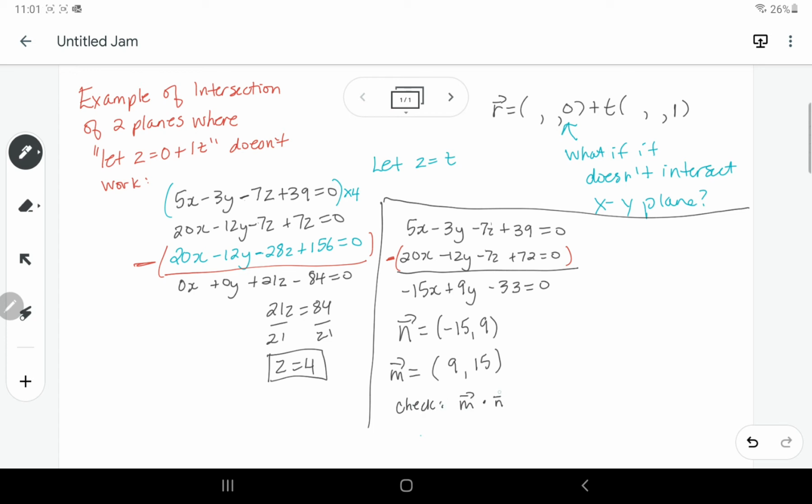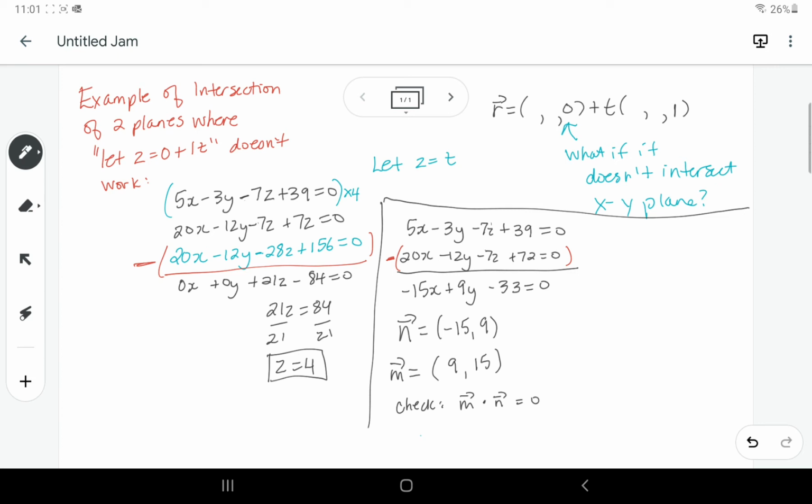You can check that it would be one where m dot n equals 0. So you can see we've got negative 15 times 9 plus 9 times 15. That's going to give you a dot product of 0 because the normal would have to be perpendicular. So now I have a direction vector. Then I could just sub in to get any point.